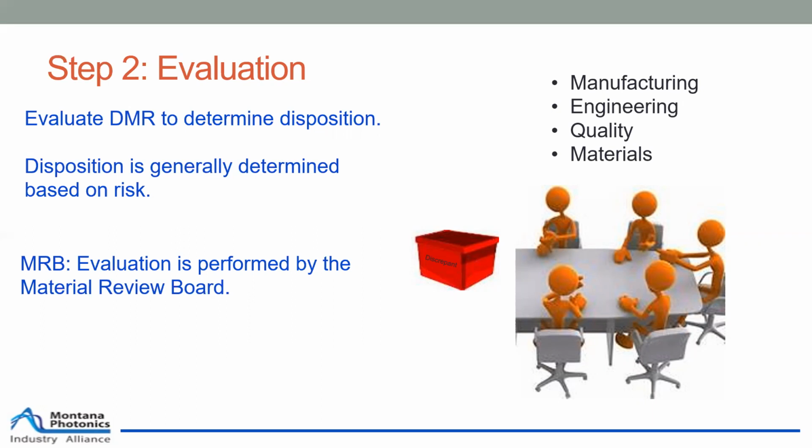The evaluation by MRB can occur formally by meeting regularly, say once a week, to review the discrepant material in the bins and prepare them for disposition. But this can also be done more informally on the fly based on the urgency and risks. In any case, the disposition of the material also gets documented in the DMR log. This also indicates that it has passed through this fundamental step.